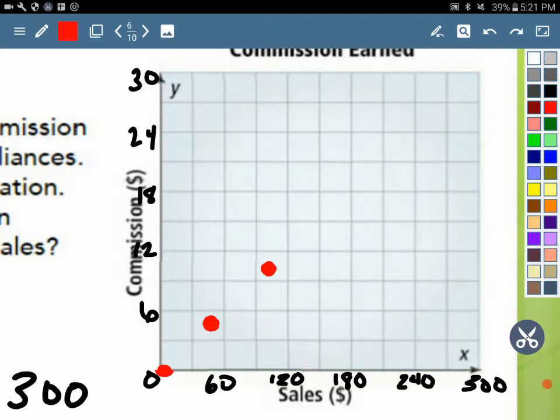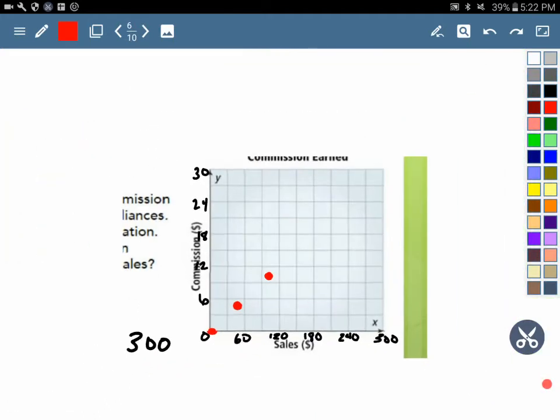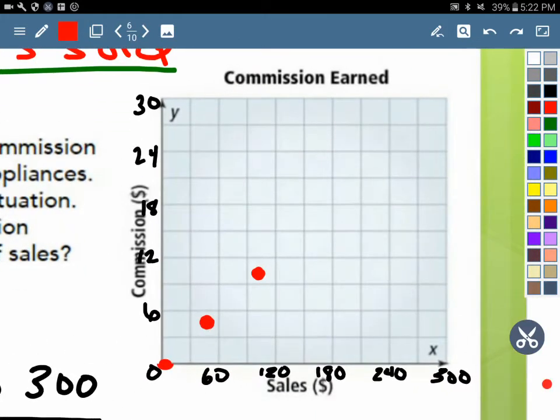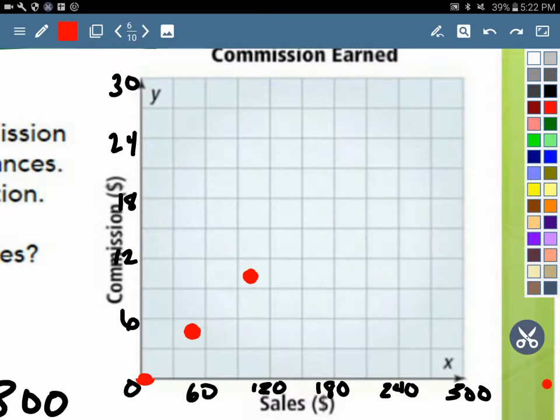And then my last one in my table, is my last one? Yes, okay, so I want to plot 330. So 300 is all the way at the end, 30 is all the way at the end. There's that point right there. So you can tell that they're all falling in a straight line.